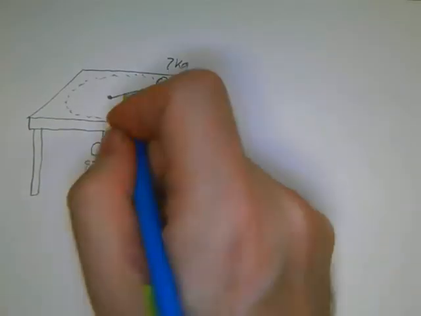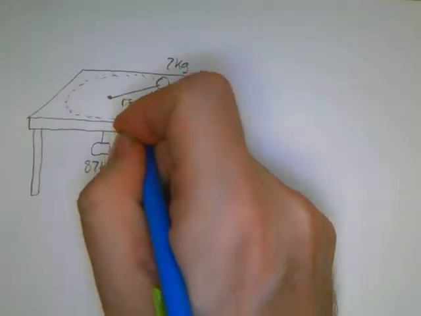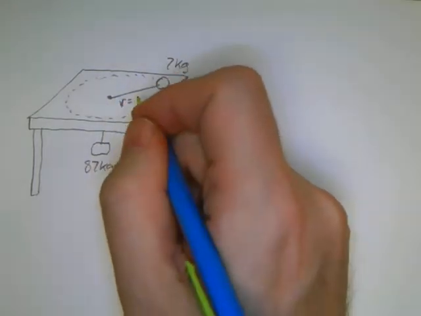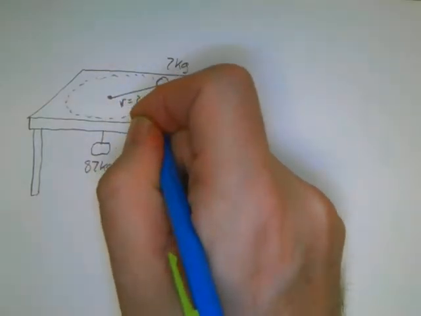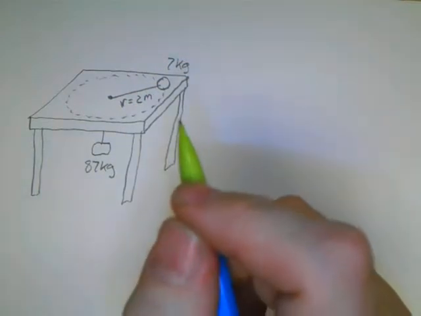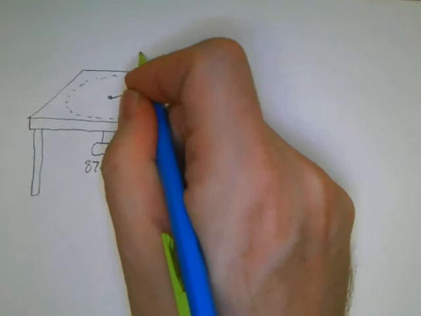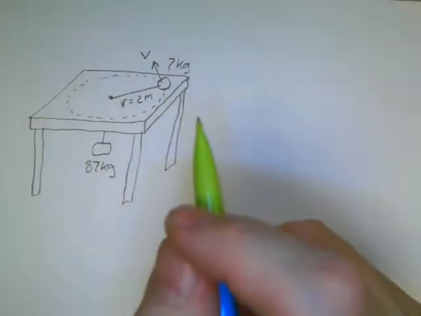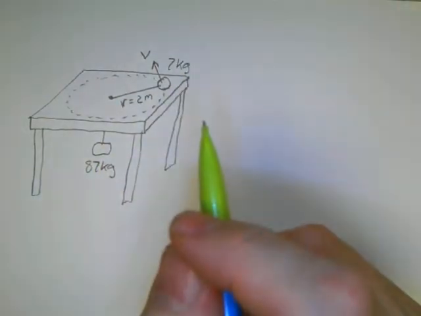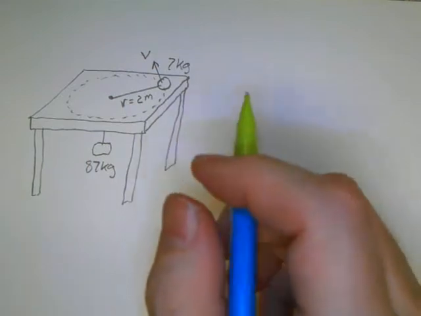The radius of the circle is 2 meters, and the object is traveling at some velocity. Determine the period, the time for one revolution.